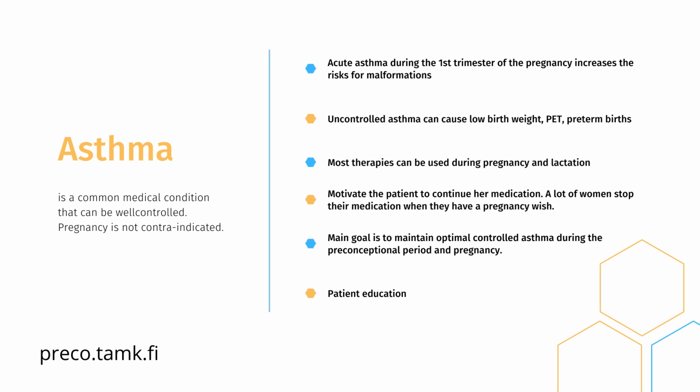Acute asthma exacerbation during the first trimester increases the risk of congenital malformations and must therefore be avoided. Uncontrolled asthma can cause low birth weight, preeclampsia, and preterm birth. Most asthma medications can safely be used during pregnancy. Inhaled corticosteroids are the preferred therapy.